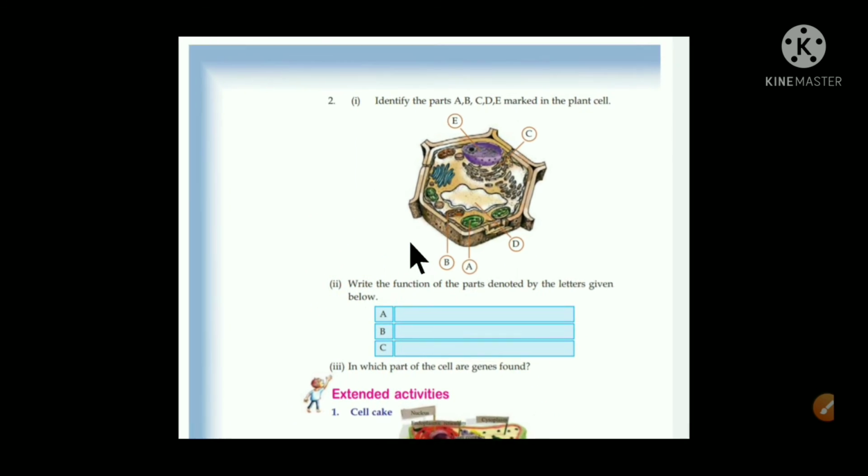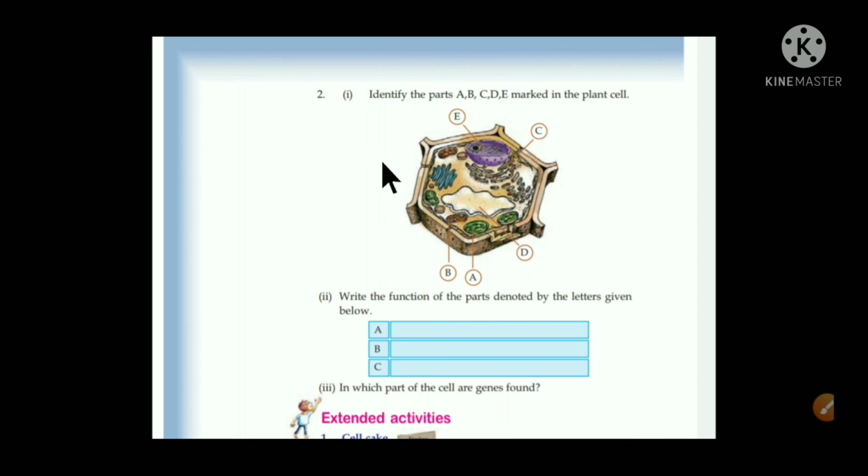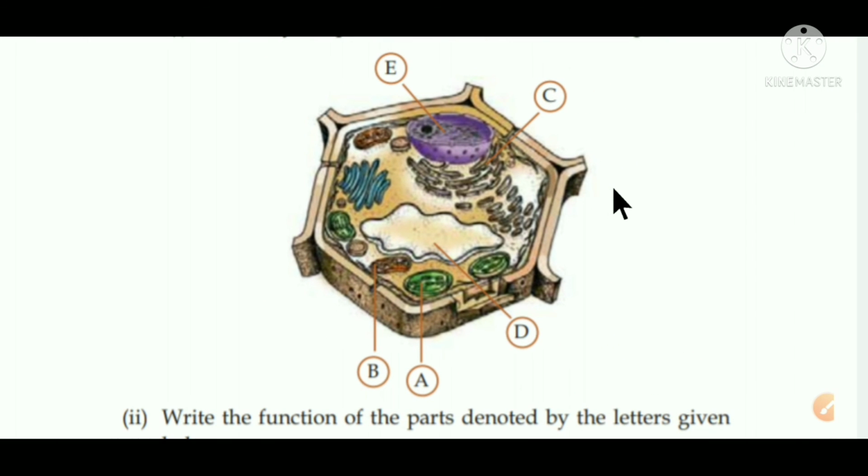Next one, question number 2, Roman numeral 1. Identify the parts A, B, C, D, E marked in the cell. Look at the picture. Which is A here? A, which is green in color and can do photosynthesis, is the chloroplast. And B, the powerhouse of the cell, is the mitochondrion.